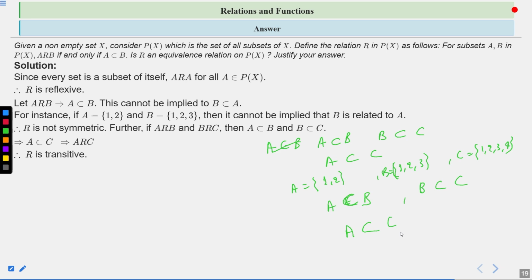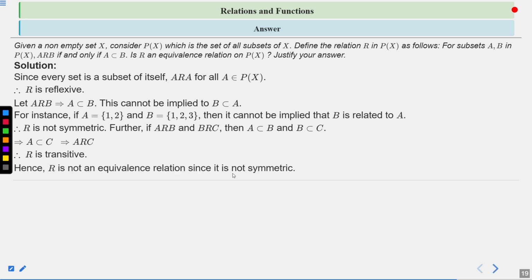Got it? So if A is a subset of B and B is a subset of C, then A will always be a subset of C, whatever relation you take. Clear? Therefore, R is transitive. Hence, R is not an equivalence relation.